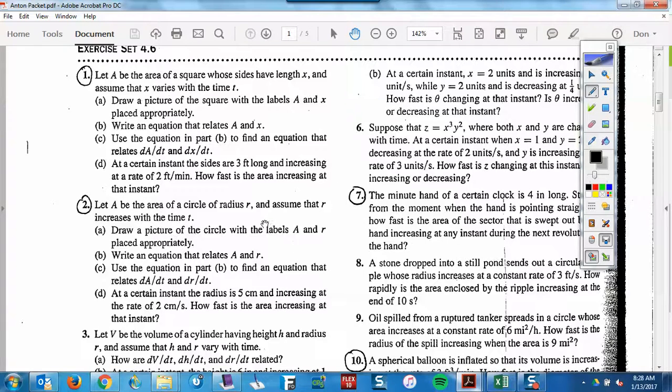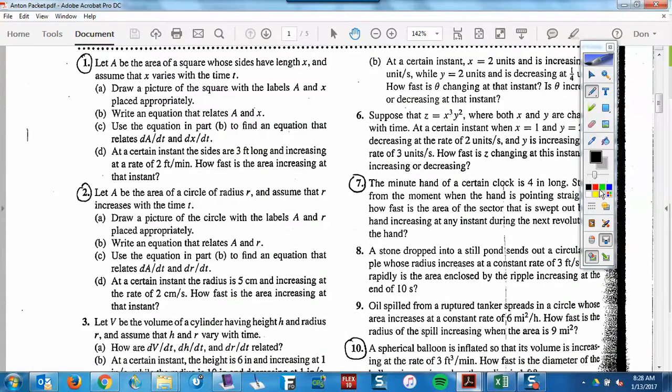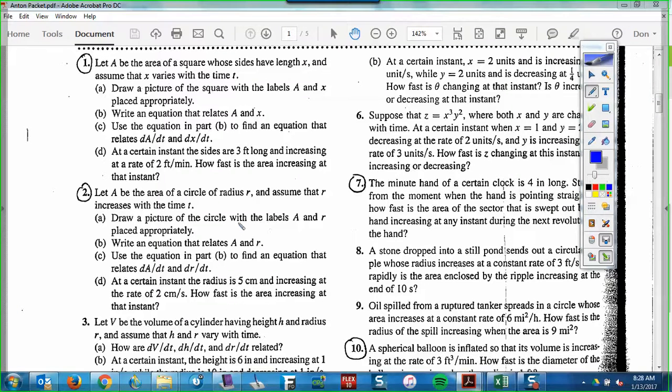Now, I will say on the first question here on the Anton packet, keep in mind that I took this out of a textbook where number 1 would be like, they're assuming this is the very first problem that these students have worked on related rates, you know what I mean? So we got A, B, C, and D, they're breaking it down. So it says let A be the area of the square whose sides have length X and assume X varies with time T.